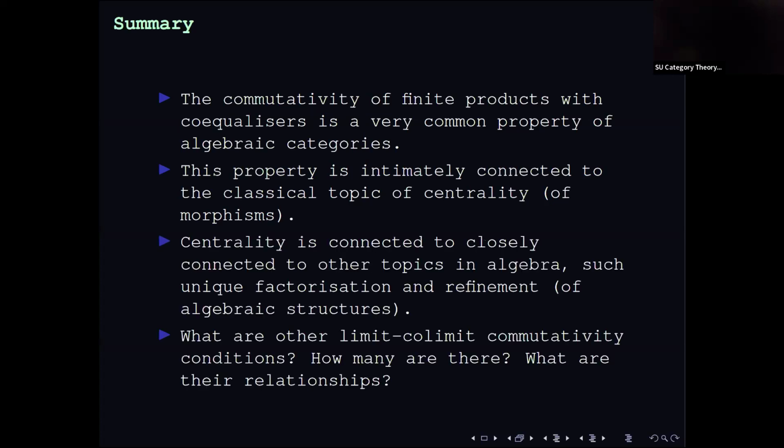And so all of these topics are intimately connected. Another thing to say is that centrality, as I've mentioned, is really connected to this topic of unique factorization in a specific way, and that carries over in the categorical context, even in this very weak context which I've mentioned. Another interesting question, which I've tried to research but haven't found much on, is what other limit-colimit conditions hold, and what are their relationships.